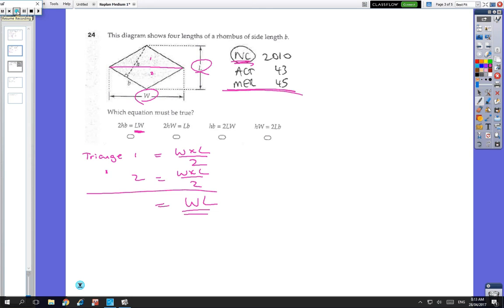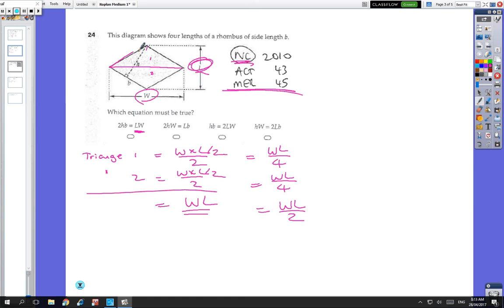I've just noticed I've got the height of the triangle. It should be length on 2. That should be length on 2. So that's width length over 4, and that's going to be width length over 4. So that's going to be width length over 2. Okay, so I forgot to halve the length there.